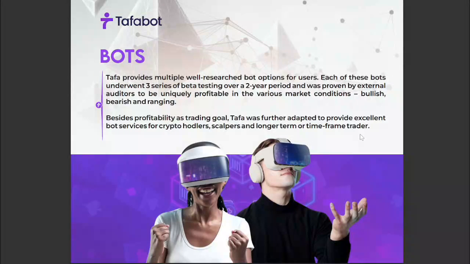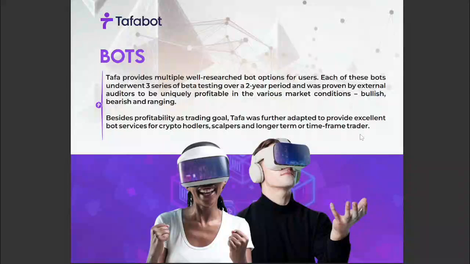Each of these bots underwent 3 series of beta testing over a 2-year period and was proven by external auditors, not internal, external auditors, to be uniquely profitable in various market conditions, whether it's bullish, whether it's bearish, whether the market is ranging. So they went and did this research properly before the global launch, which is why we are enjoying the platform the way we are right now.